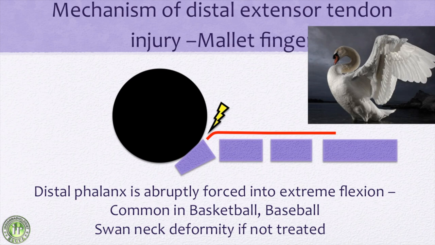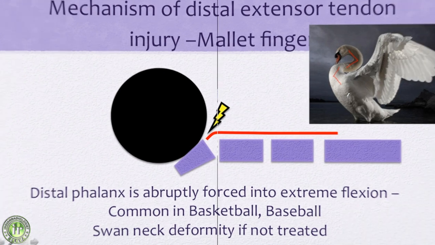So now, as you'll see, whenever there is a distal extensor tendon tear, there is flexion at the distal interphalangeal joint, and this exerts tension on the proximal interphalangeal joint, and that joint goes into hyperextension. So swan neck deformity is nothing but hyperflexion at the distal joint and hyperextension at the proximal joint. And this will happen if the distal extensor tendon injury is not treated on time.